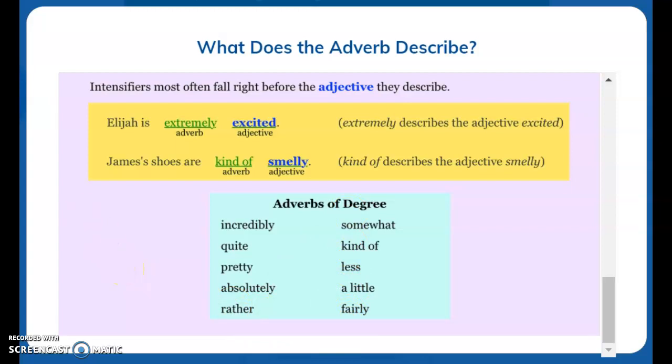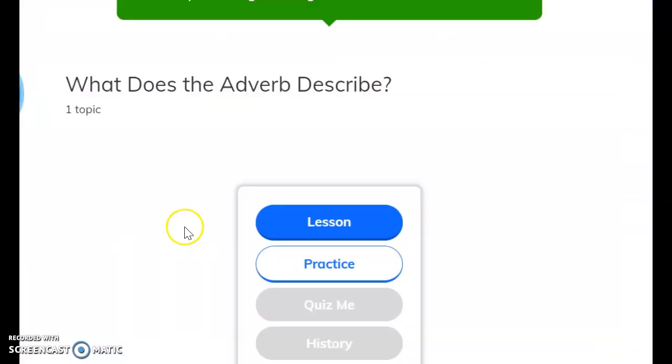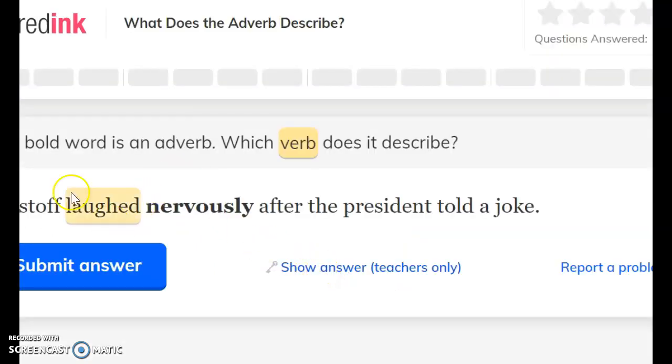All right, so that is your lesson, and when you go into NoRedInk, you will see that, so you can review it on your own and at your own pace if you'd like. The lesson, or the practice, sorry, that was the lesson. The practice is here.